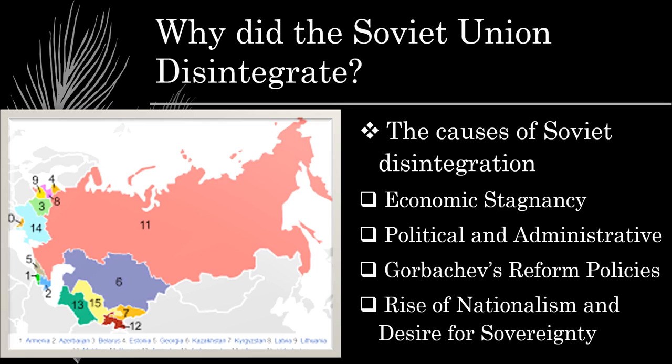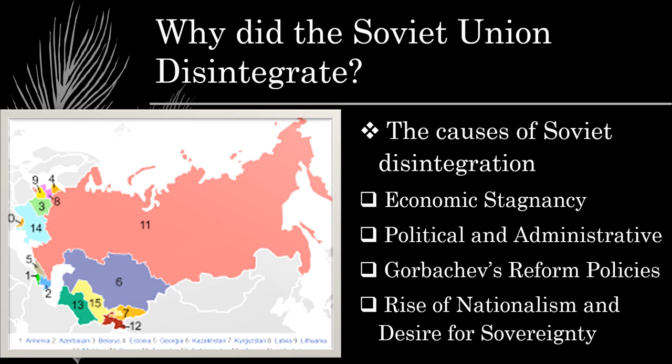We are going to know what were the different reasons the Soviet Union got disintegrated. There were so many reasons. I have bifurcated these reasons into four. One was economic stagnancy, another was political and administrative, Gorbachev reform and policies, rise of nationalism and desire for sovereignty. These are the four points by which the Soviet Union disintegrates.